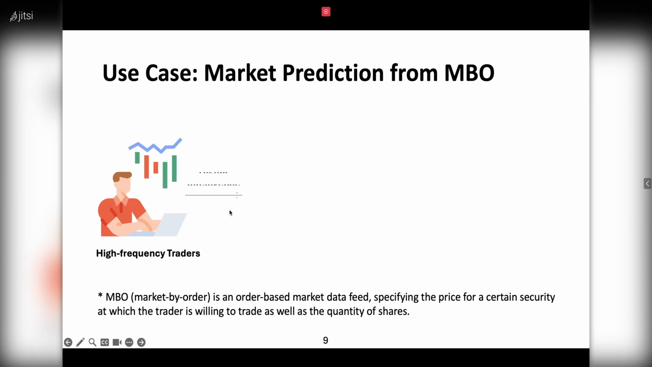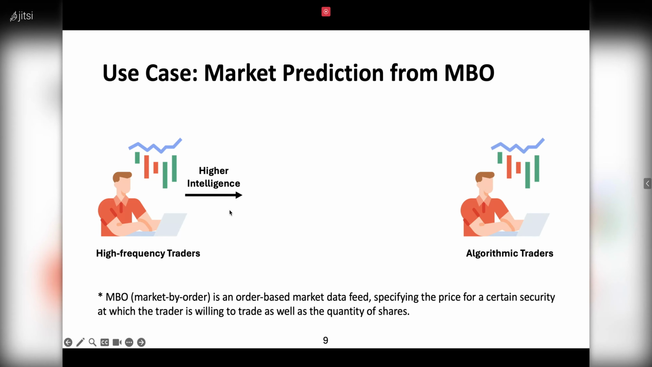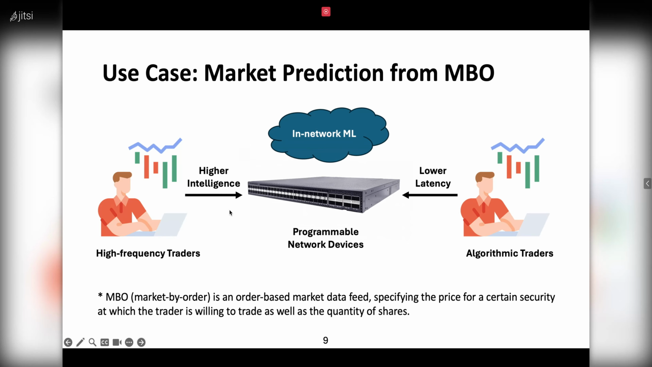We have high-frequency traders. They already operate trades at very high frequency, but they want higher intelligence to aid their decision making. We also have algorithmic traders. They usually trade at mid or low frequency, but maybe they want lower latency to get to a better decision more quickly. So we believe our machine learning can sit in the middle and function in the programmable network devices and provide solutions for both sides.